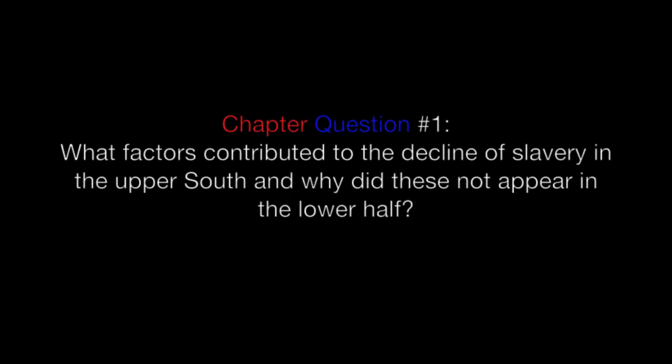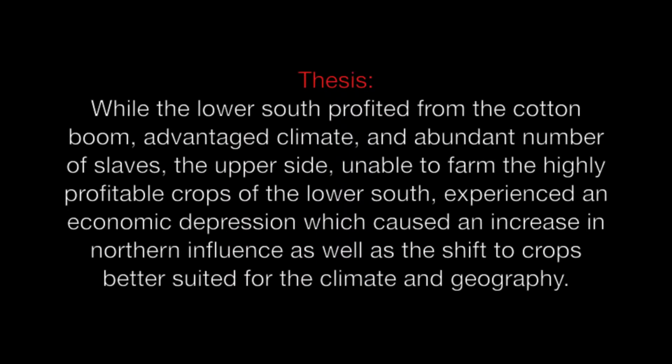What factors contributed to the decline of slavery in the Upper South, and why did these not appear in the lower half? While the Lower South profited from the cotton boom, advantaged climate, and abundant numbers of slaves, the Upper Side, unable to farm the highly profitable crops of the Lower South, experienced an economic depression which caused an increase in northern influence as well as the shifts to crops better suited for the climate and geography.